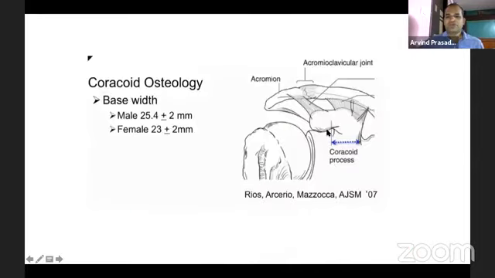The anatomy of the coracoid should also be kept in mind while dealing with AC joint injury, because for the treatment, sometimes we have to make a hole in the coracoid. The coracoid base is taken as the maximum width, having around 25 millimeters on average. So whenever we have to drill in the coracoid, it should be at the base level, not in the body or tip of the coracoid.